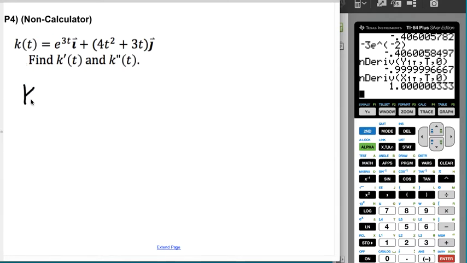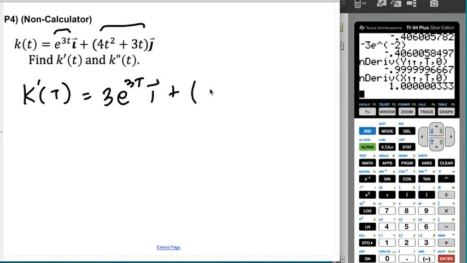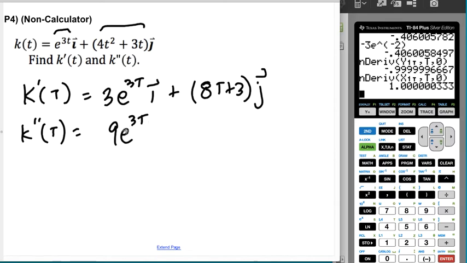So k prime of t, right? I'm going to differentiate the functions. The i and the j are just directions. So the derivative of e to the 3t is going to be 3e to the 3t because of the chain rule, and then the i is the direction. The derivative of 4t squared plus 3t is going to be an 8t plus 3, and then the j for the direction. My k double prime of t is going to be a 9e to the 3t, because I differentiate again and have to multiply by that 3 for the chain rule. And then this is just going to be an 8.